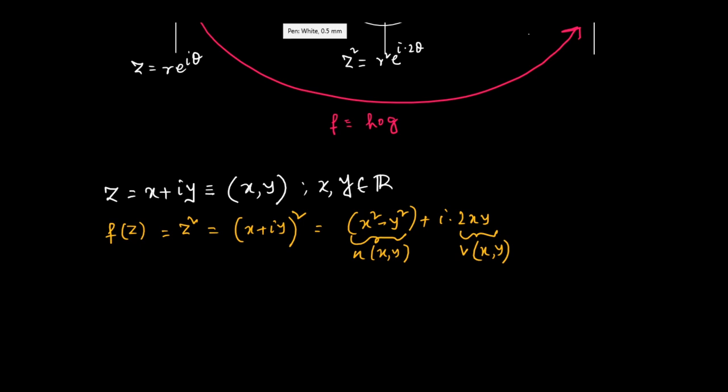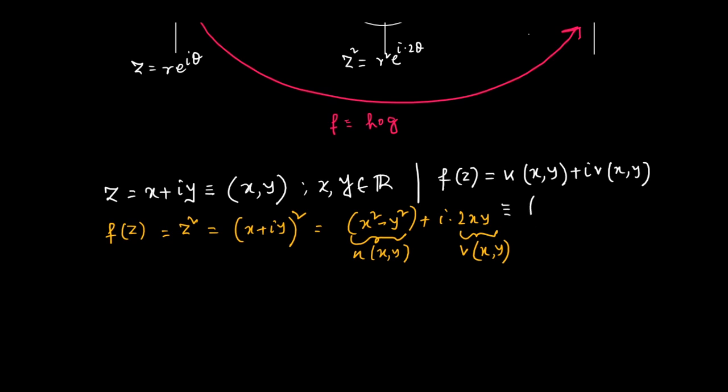So I can now say if z is equal to x plus iy, where x and y belong to the set of real numbers, then f(z), the function of z, can be written as u(x,y) plus i into v(x,y). Now, what is u and v? u and v are two arbitrary functions of the variables x and y. Or in ordered pair notation, we can write this as the ordered pair u(x,y), v(x,y).